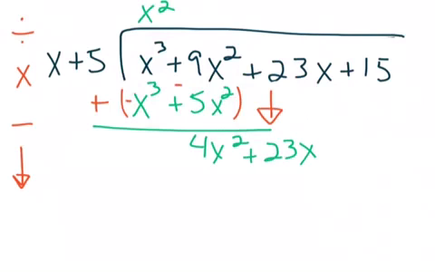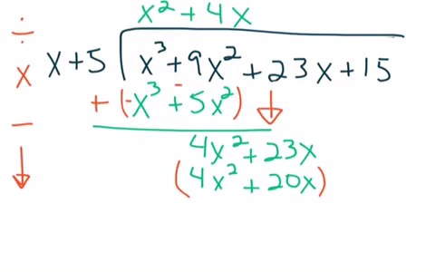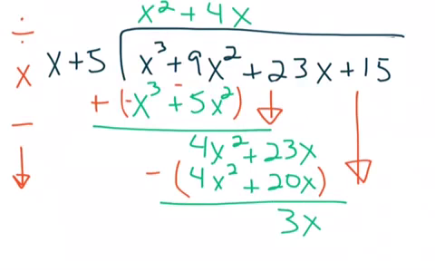And now I'm going to start the process over. 4x squared divided by x gives me 4x. And now I'm going to multiply. I get 4x squared plus 20x. And then I'm going to subtract. That leaves me with 3x. And then I'm going to bring down my 15 and start all over again.